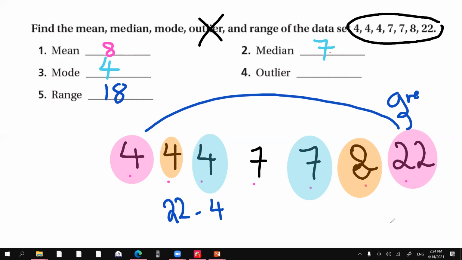Teacher, Miss, for the median, if there were two numbers the same, like here we have 7 and 7, we will choose one of them because it will give the same answer. Yes, 7 plus 7 over 2 is 7. Yes. Okay.